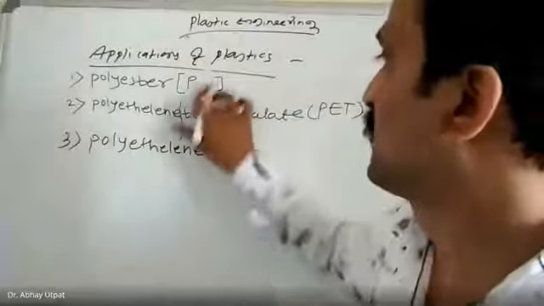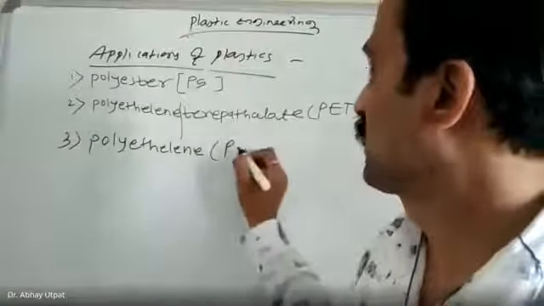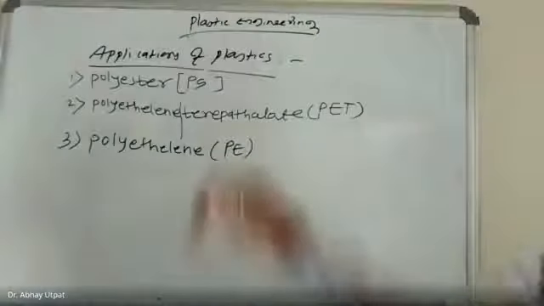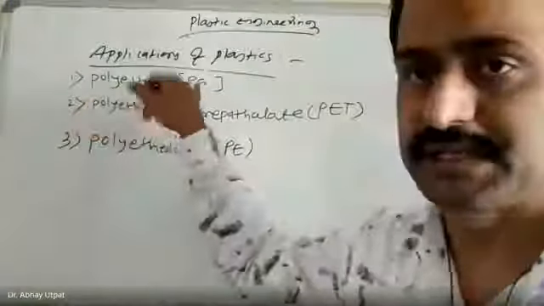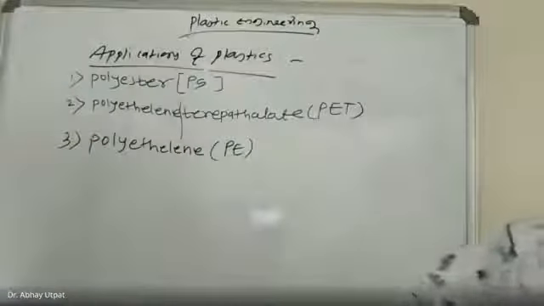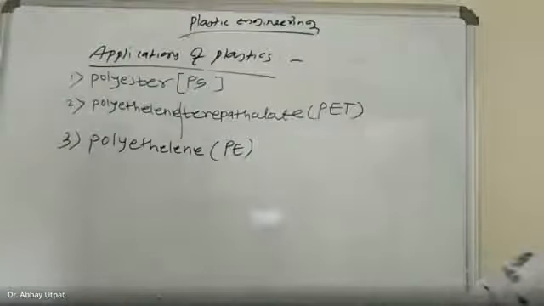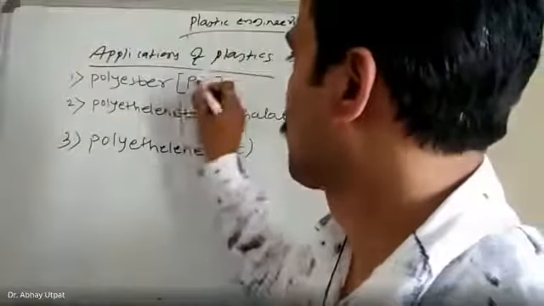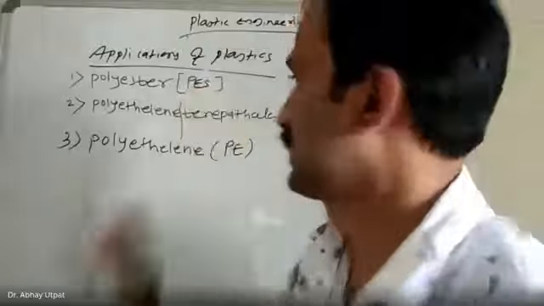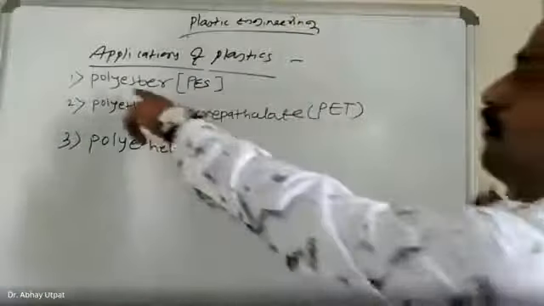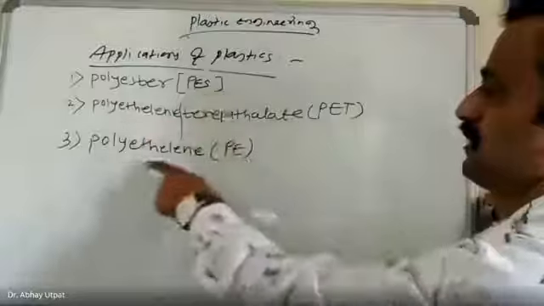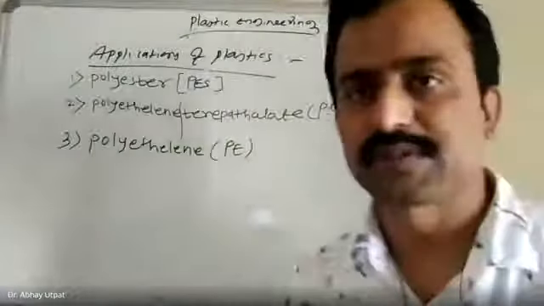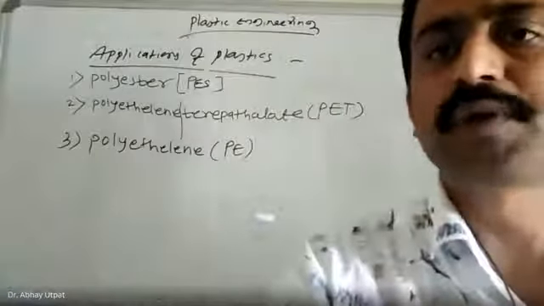Actually, this is PES, polyester, and this is polyethylene, PE. Make some correction. Polyester is PES and polyethylene is PE. We can use this PES, better way, polyester, PES. Polyester is PES, polyethylene is PE. Why I am giving stress? Because in many cases, you may observe only short forms.